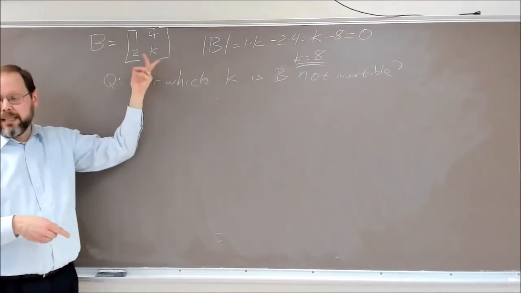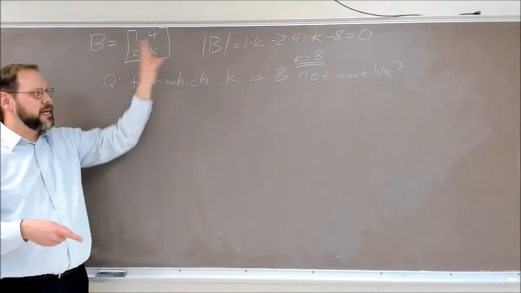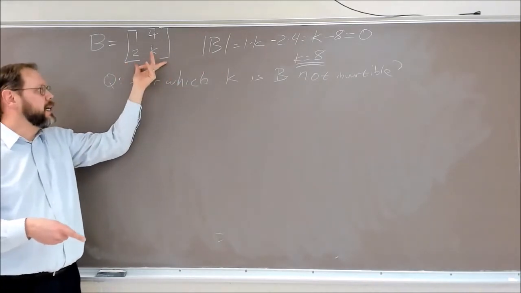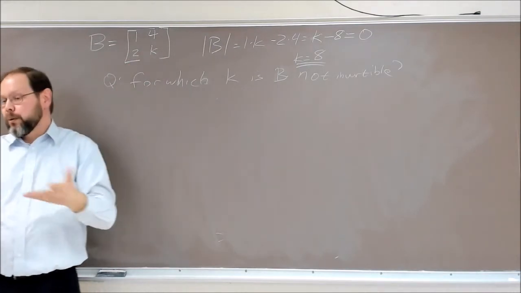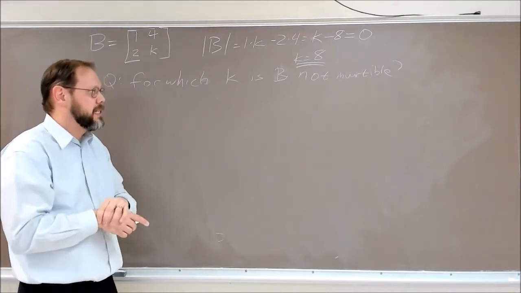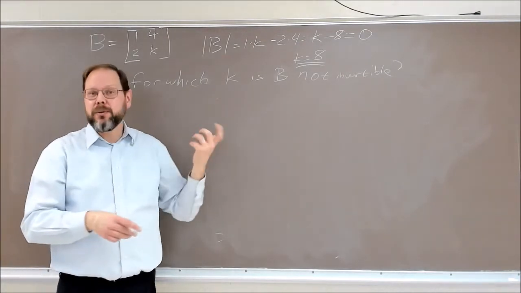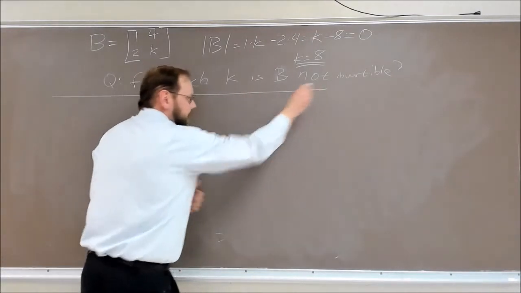And then ultimately, I know which value K will make this not invertible. And then I might ask a question like, well, what's the null space of B? That would be the thing I'd be interested in. So that's the sort of thing that we're interested in, but we're actually interested in a slightly different context.